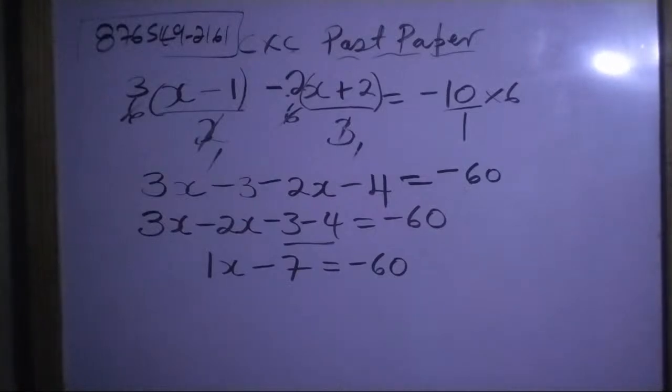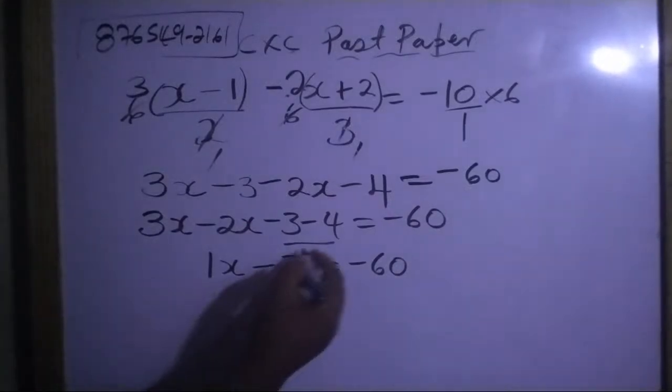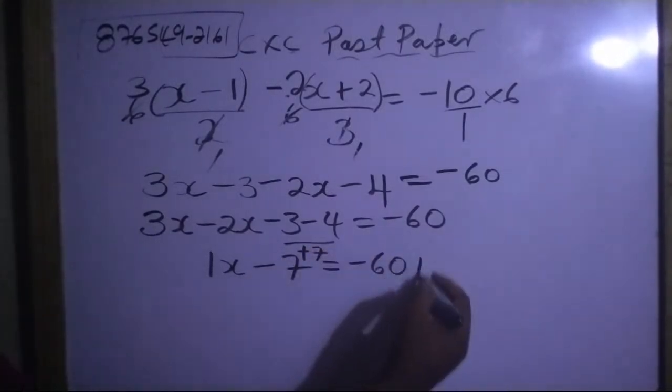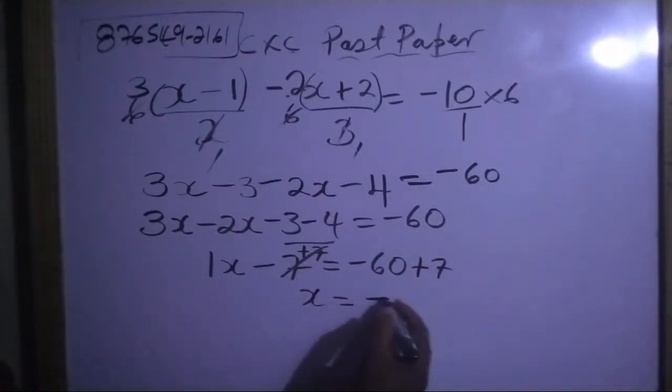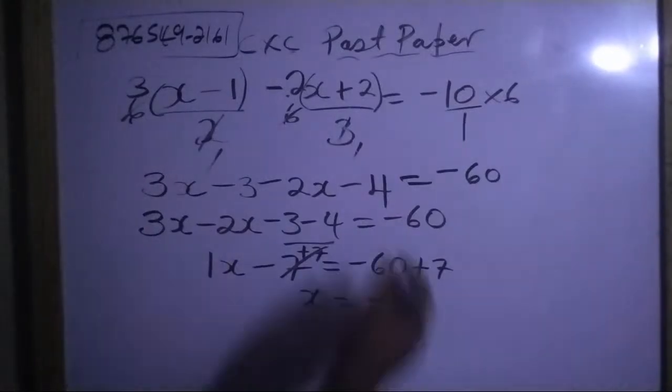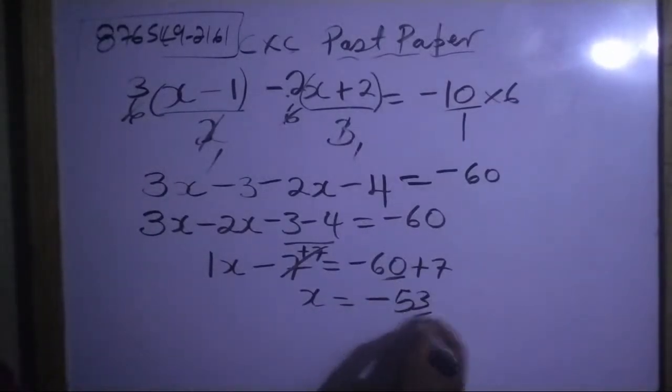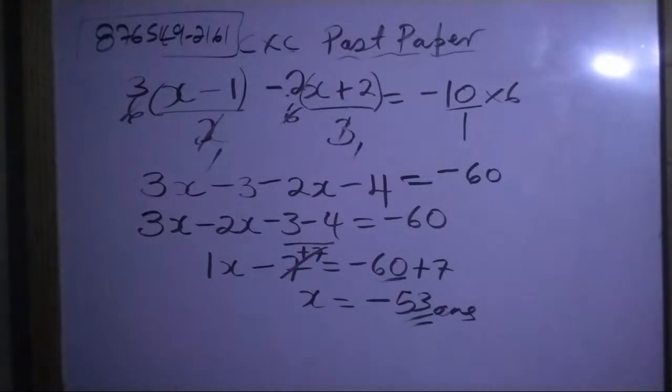And we know the rest already, guys. This is negative 7. We take the inverse, which is plus 7. So x is equal to negative because the 60 is bigger. What's the difference? 53. Easy as that. So our answer is negative 53.